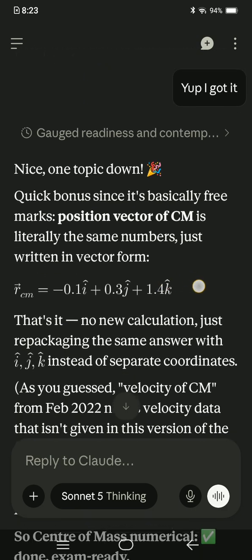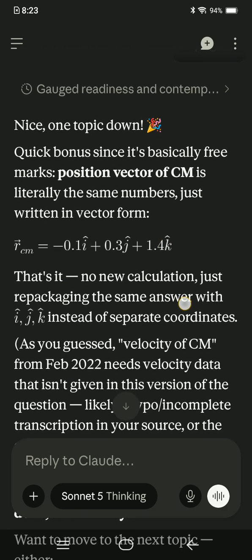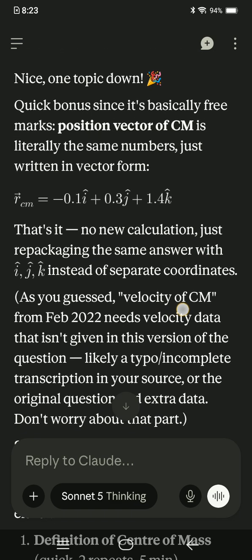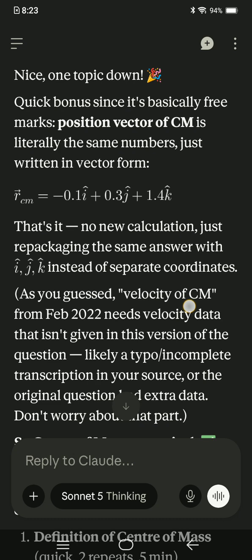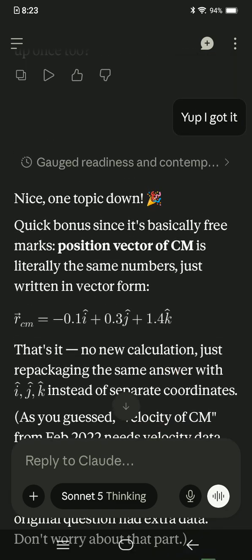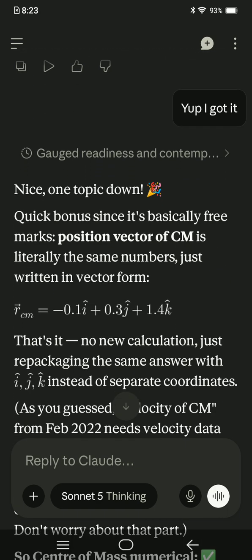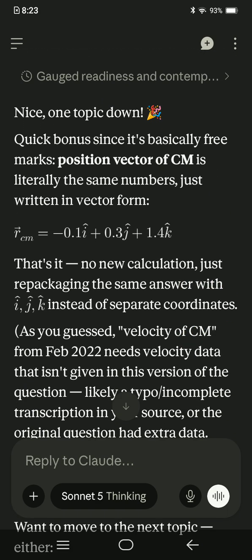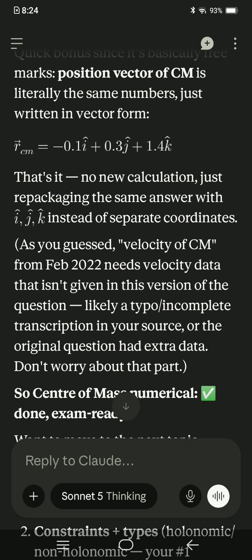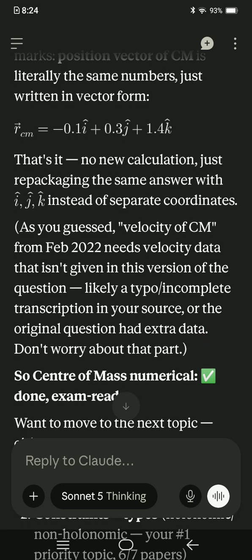Nice. One topic down. Quick bonus since it's basically free marks. Position vector of CM is literally just the same number, just written in vector form. Okay, so bas I, J aur K lagana hai. That's it. This is simple. No new calculation. Just repackaging the same answer with i, j, and k instead of separate coordinates.